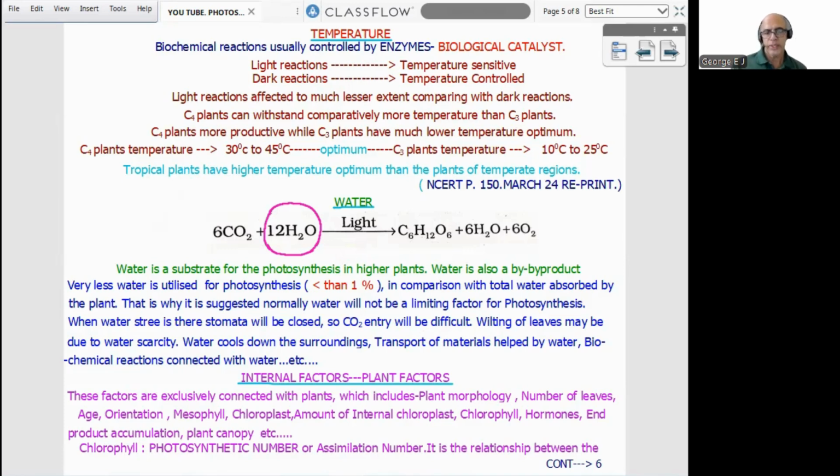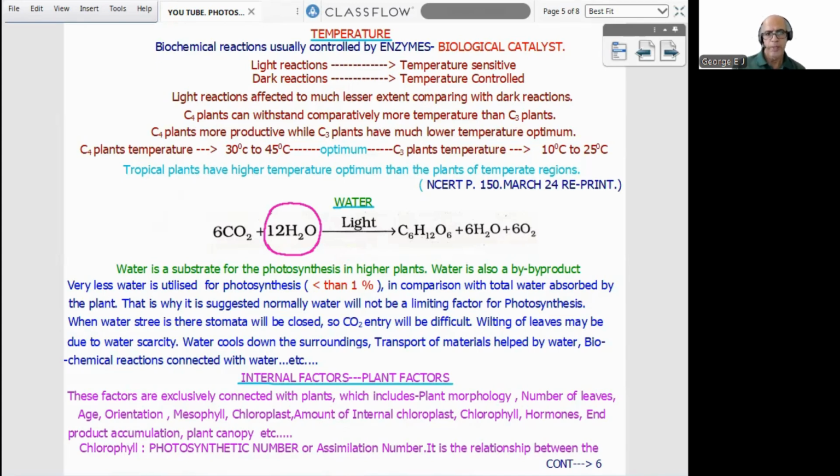So external factors are getting over. Now come the internal factors or plant factors. See, these factors are exclusively connected with the plants, which include plant morphology, number of leaves, age, orientation, mesophyll, chloroplast, amount of internal chloroplast, chlorophyll, hormones, end product accumulation, plant canopy, or everything connected with the plants. Now, first we have to proceed with the chlorophyll structure, etc.